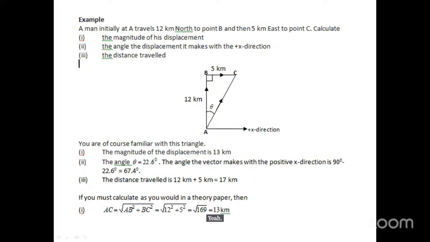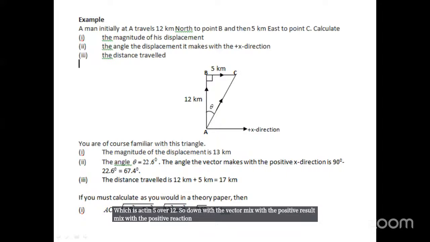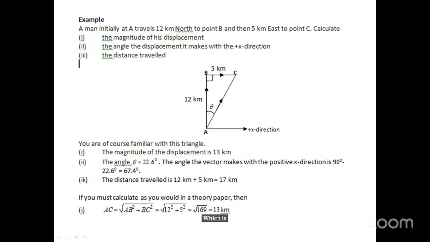The angle theta equals 22.6 degrees, which is arctan 5/12. So the angle the resultant makes with the positive x direction, like this, is going to be 90 minus 22.6, which is 67.4 degrees. The distance traveled is 12 kilometers plus 5 kilometers, which is 17 kilometers.